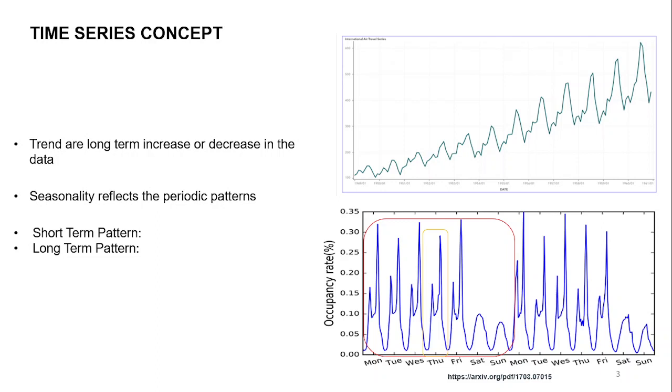Another example is a typical solar energy dataset. Long-term patterns reflect the difference between day production and night production, and short-term patterns might reflect the effect of cloud movement or sun movement.